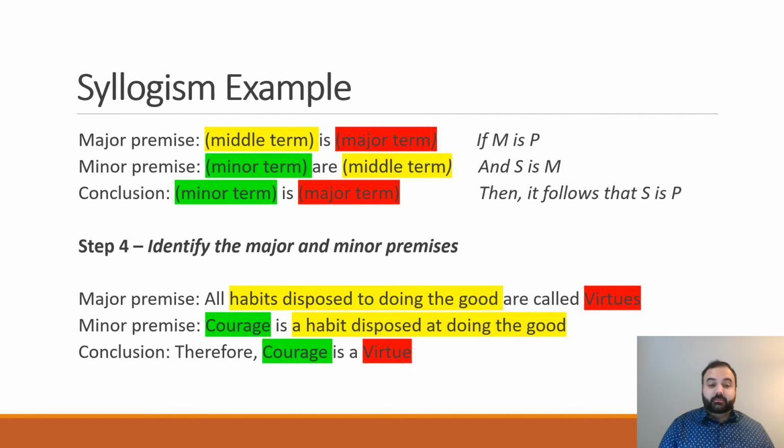The minor premise: take the minor term and the middle term, and we put it together. Courage is a habit disposed to doing the good. Well, that is true. Courage does do that. Conclusion: therefore, courage is a virtue. This is an example of putting together a basic syllogism.